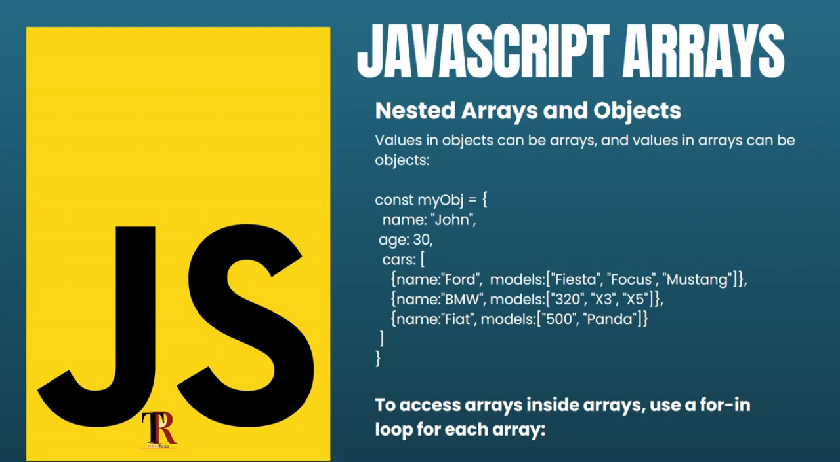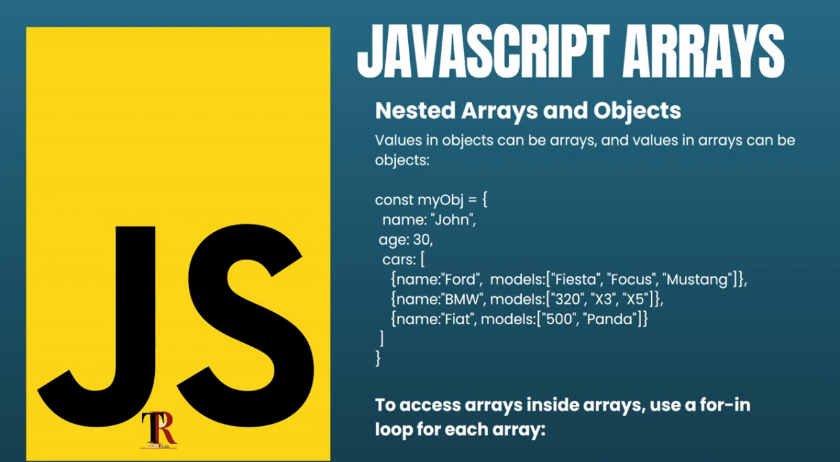If you look at this critically, you will see that arrays and objects seem to be interwoven, in the fact that the values of objects can be arrays and the values in arrays can be objects.